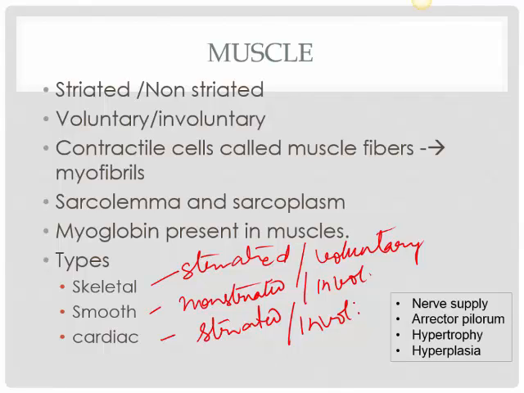So skeletal muscle, where do you find skeletal muscle? On the skeleton, all over the body. So in your limbs, on the outside, in the trunk area, in the abdomen, limbs, neck, face, the diaphragm, which separates the thoracic and abdominal cavities, all this is skeletal muscle.